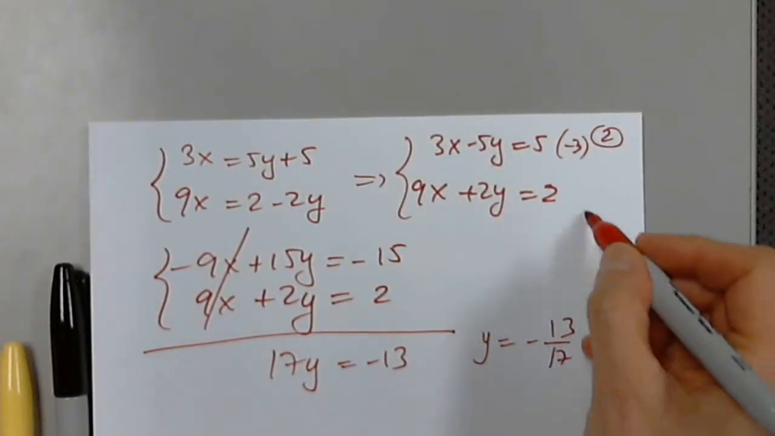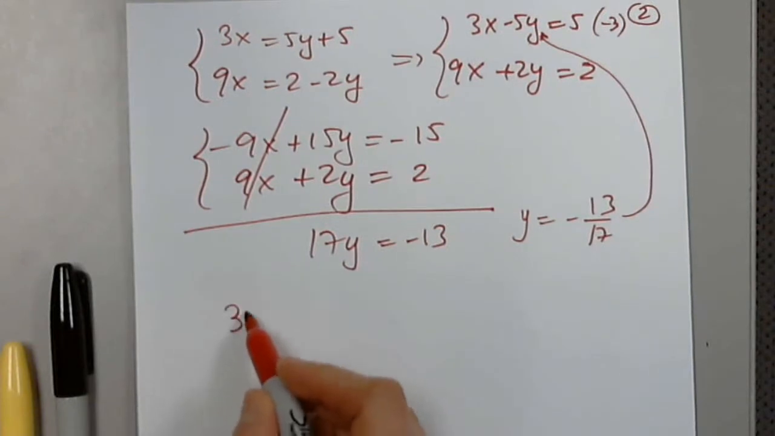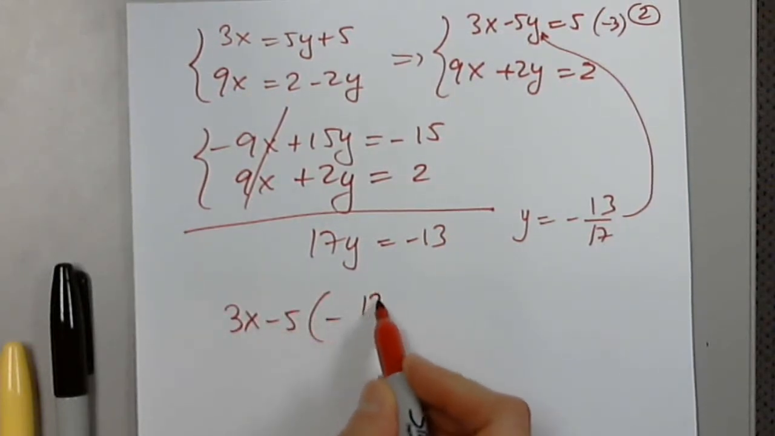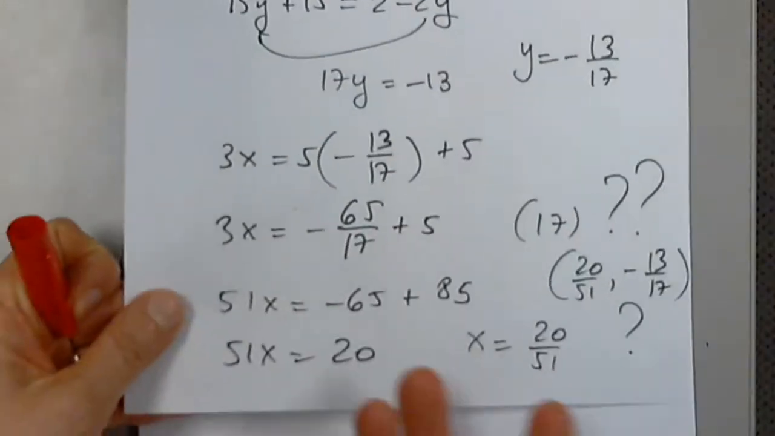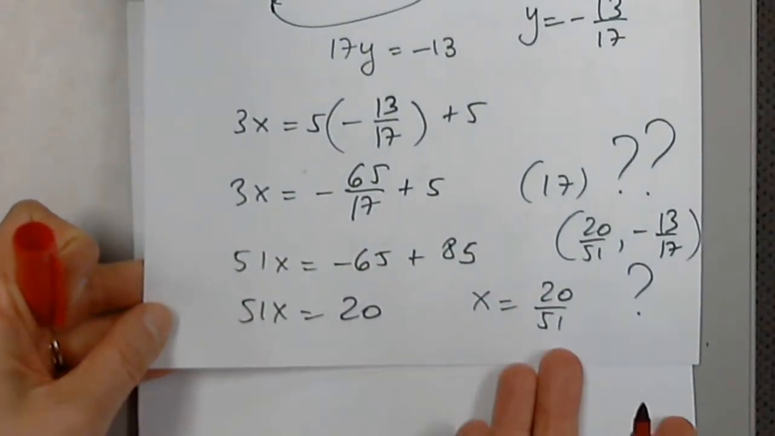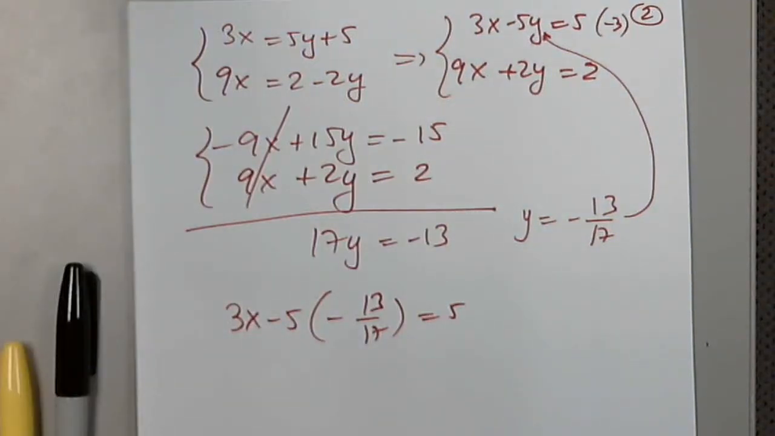What I would have done, I would have gone back to either one and plugged it in. So 3x minus 5 multiplied by negative 13 over 17 equals 5. And then you get exactly what I just got here, and you will get 20 over 51. I'm not saying one more time that it's wrong to go back and say, okay, now forget about the fact that I have y, and let me eliminate y and get x.